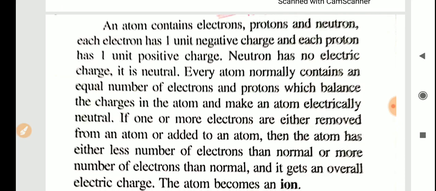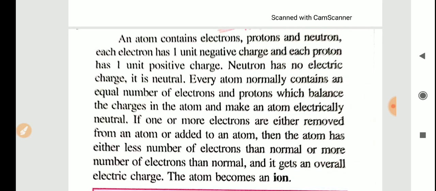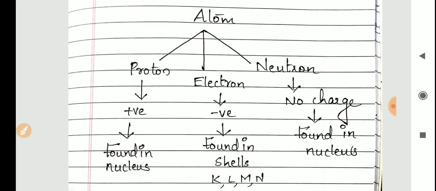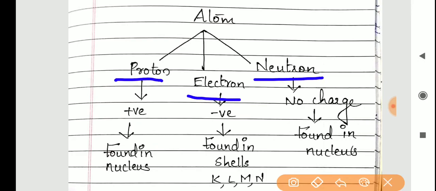Next, the same topic that I have explained is mentioned in your textbook page number 3. An atom contains electron, proton and neutron. See here, I have explained one more structure, an atom. An atom contains three sub-atomic particles, that means substructures in an atom. That is proton, electron and neutron. So what is their charge? The charge of proton will always be positive, the charge of electron will always be negative, and the charge of neutron is always no charge. That means neutron is always neutral, it does not contain any charge.